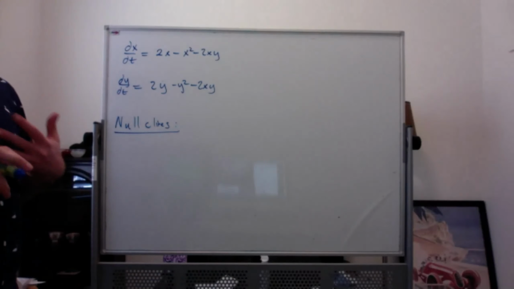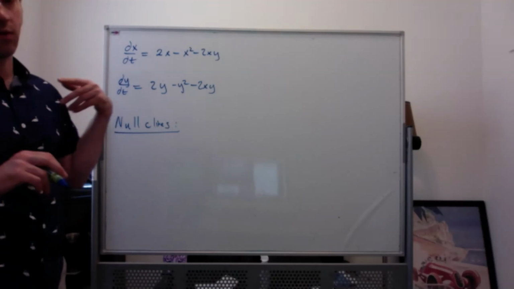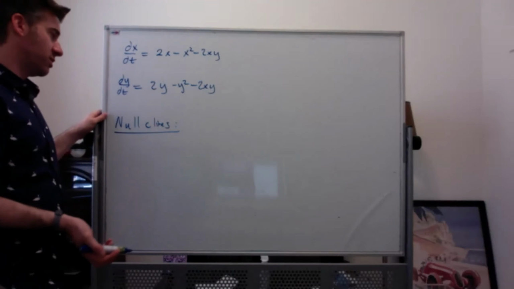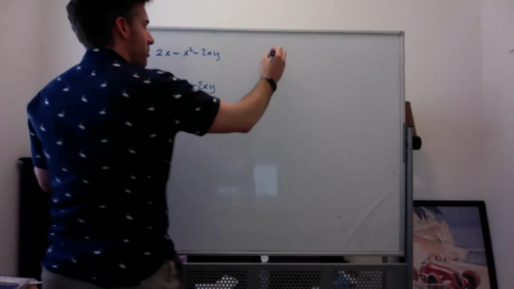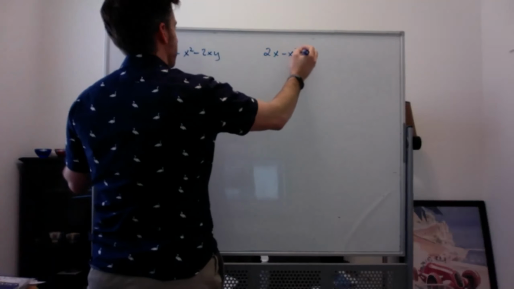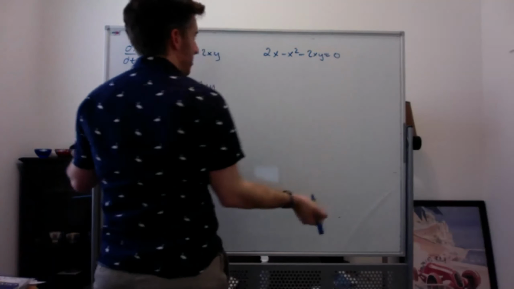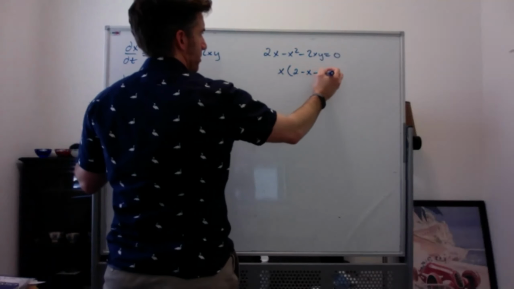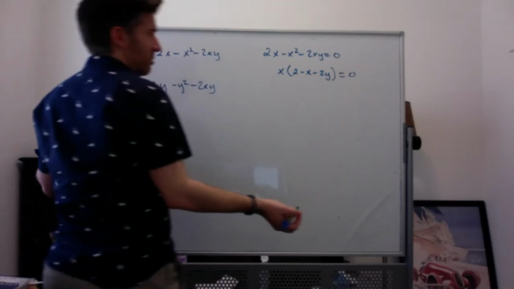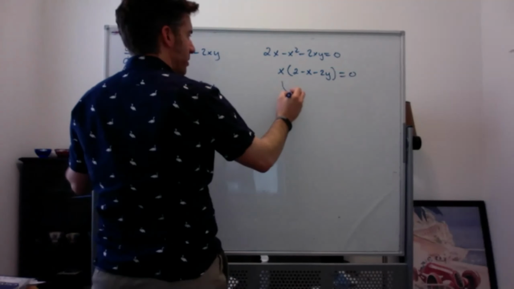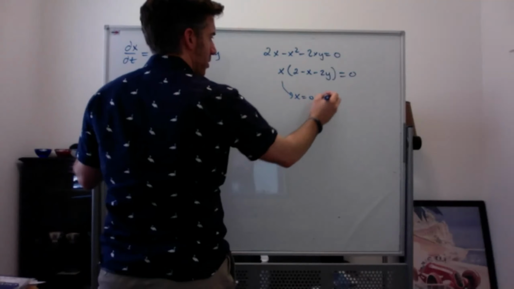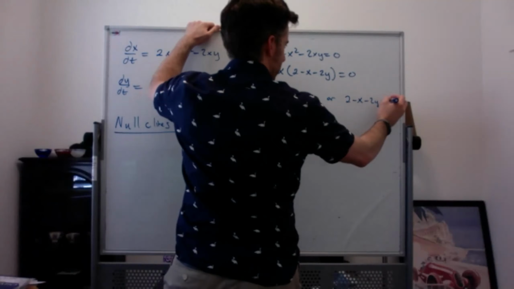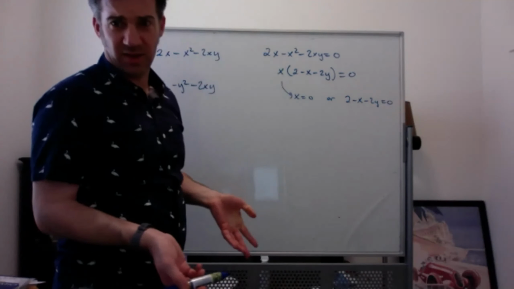I'll remind you, the null lines are just the places where either of these derivatives is equal to 0. So I'm going to set this first one equal to 0, and I can factor out an x. x times (2 minus x minus 2y) equals 0. So I either get the null line x equals 0, or I get the null line 2 minus x minus 2y equals 0. Since I'm going to try and graph this, I'm going to solve for y.